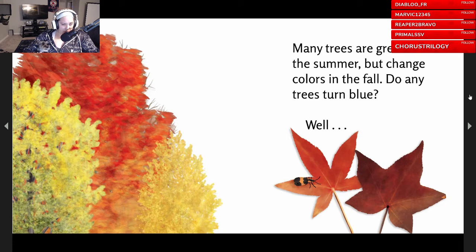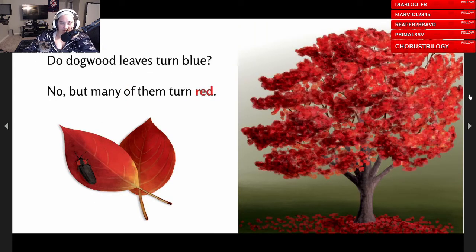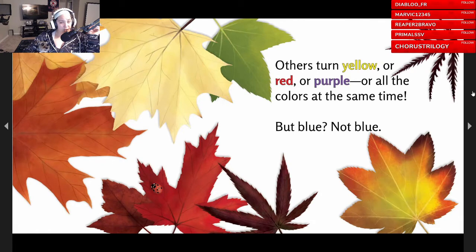Do trees turn blue? Well, do birch leaves turn blue? No, they turn yellow. How about dogwoods? Do their leaves turn blue? No. But many of them turn red. What about maples? Well, some maple leaves turn orange. But others turn yellow or red or even purple or all the colors at the same time. But blue? No. Not blue.